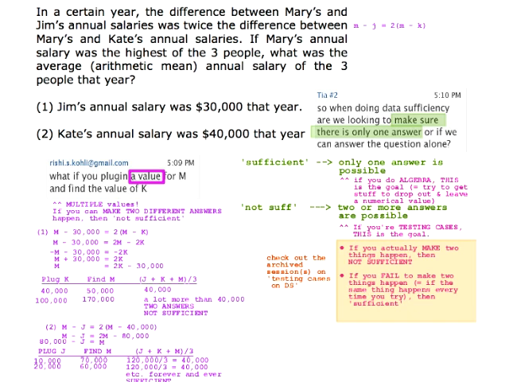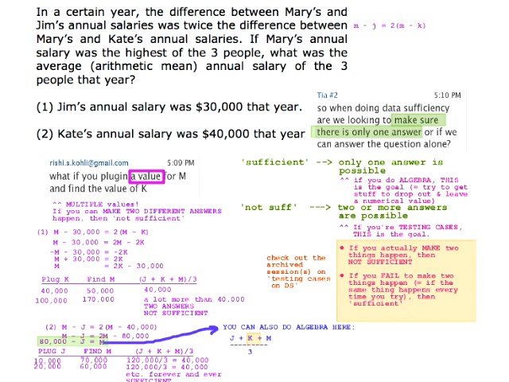Notice, though, once you get to this point, you could also do algebra, if you were not as forward-thinking with the algebra as Roby was. You can also do algebra here, because you're doing j plus k plus m over 3. And for statement 2, we know that k is 40,000, and we know that m is 80,000 minus j. So we can actually just plug those things in.